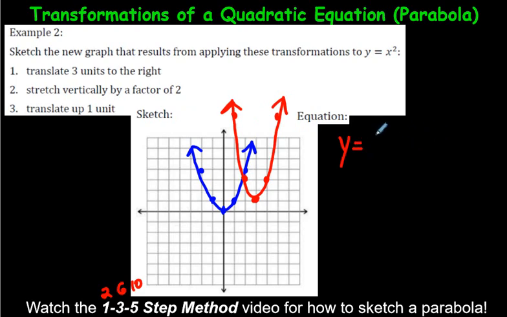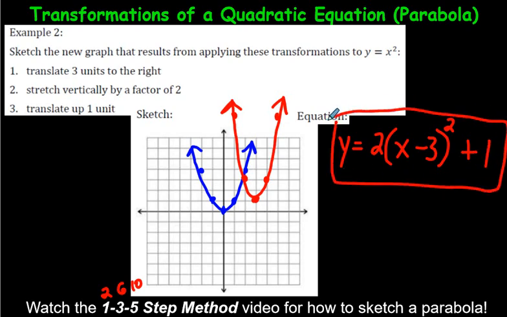Okay, it's been stretched by 2. So you write the 2 there. It's opening upwards, so you keep it a positive 2. Then brackets, x. Now it's going to the right, 1, 2, 3. So you're going to put not plus 3 here. You're going to write x minus 3. Don't forget the squared. And then finally, it went up by 1. So plus 1. Okay, so this is going to be our equation.